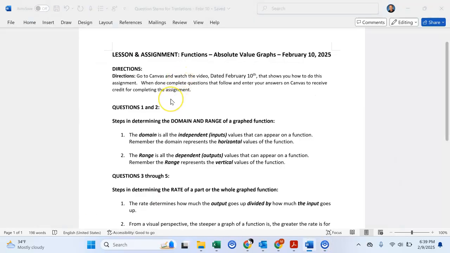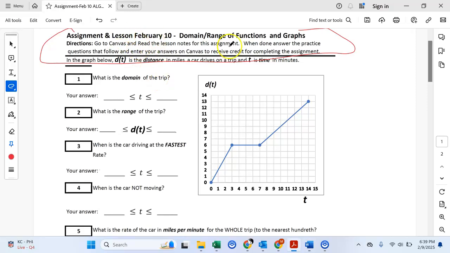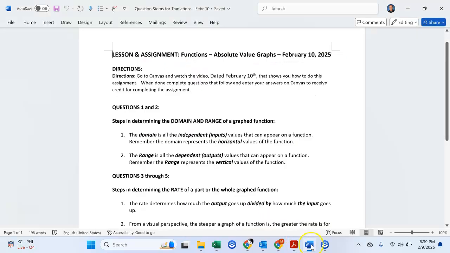If you are needing translations, make sure you go back to this document over here and get that translated so you know what's going on. Here's questions 1 and 2 and what we're doing. Steps in determining the domain and the range. Make sure you read this and understand this, but basically the domain represents the independent values or horizontal values. The range is the dependent.